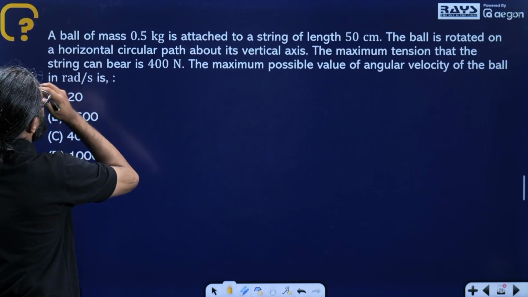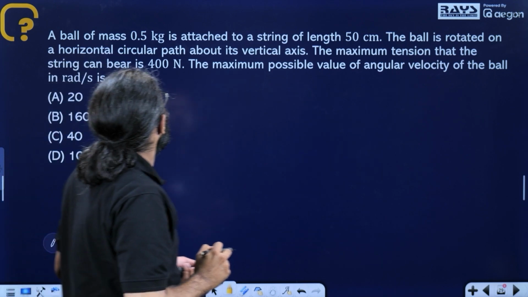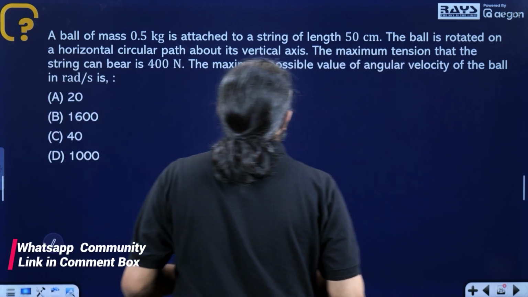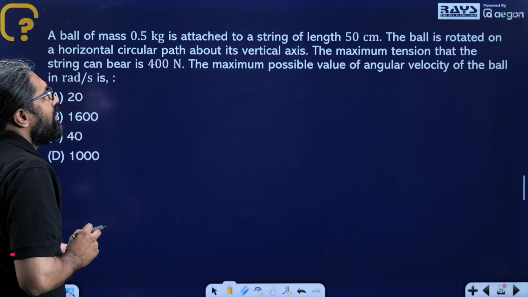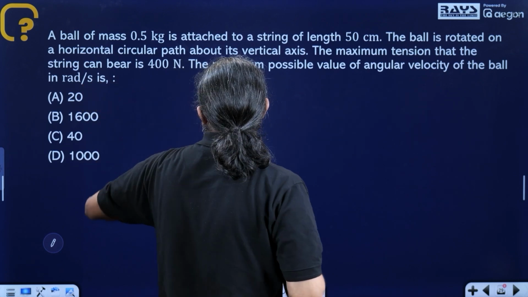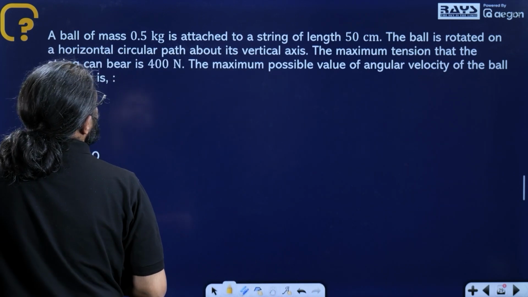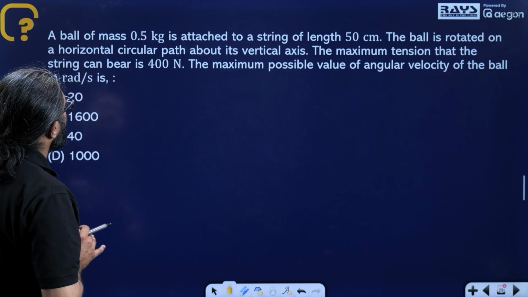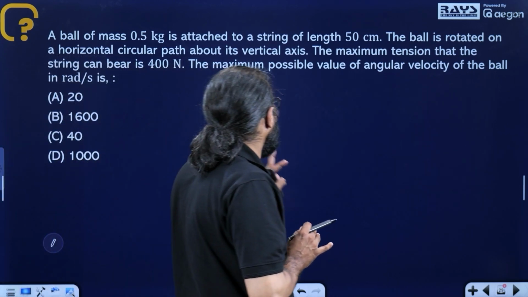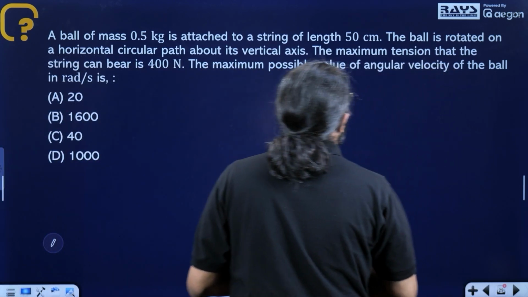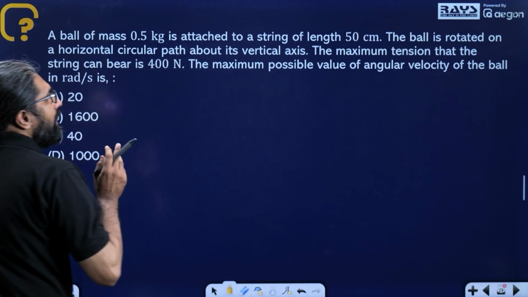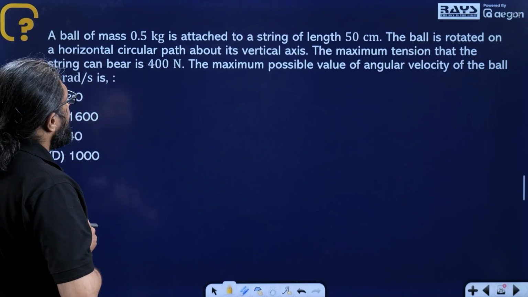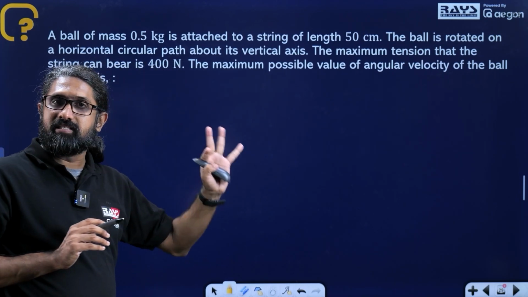A ball of mass 0.5 kilogram is attached to a string of length 50 centimeters. The ball is rotated on a horizontal circular path about its vertical axis. The maximum tension that the string can bear is 400 Newton. The maximum possible value of angular velocity of the ball in radian per second is. Now, it's a hypothetical situation here.